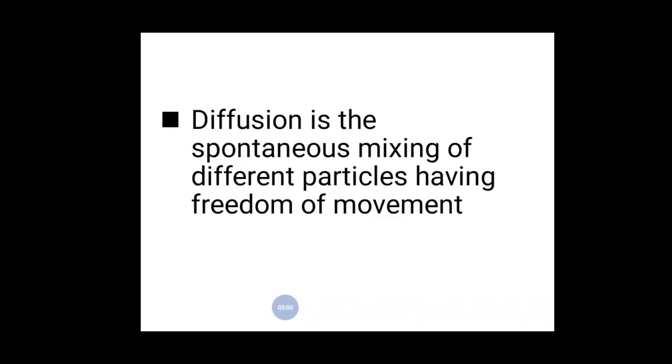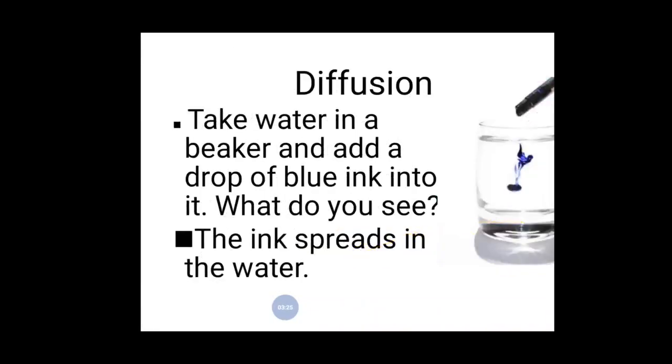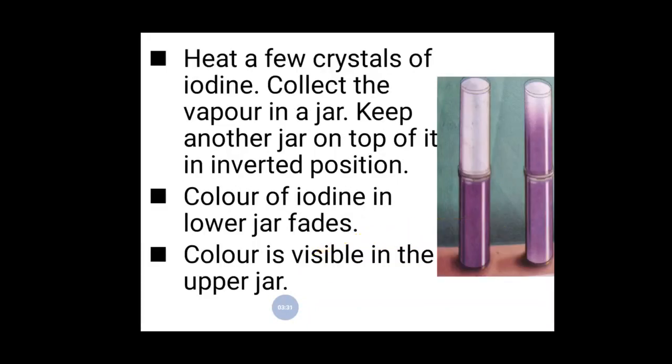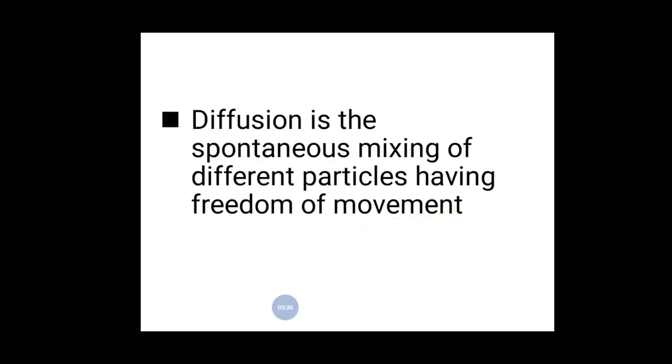So this process of mixing is called diffusion. So what is diffusion? See its definition. Diffusion is the spontaneous mixing of different particles having freedom of movement. This freedom of movement is very important. Particles that are free to move mix. This process is called diffusion. Is that clear? So these are two examples of diffusion. Here the ink diffuses with water. Here the iodine vapor goes up and mixes with air, right?